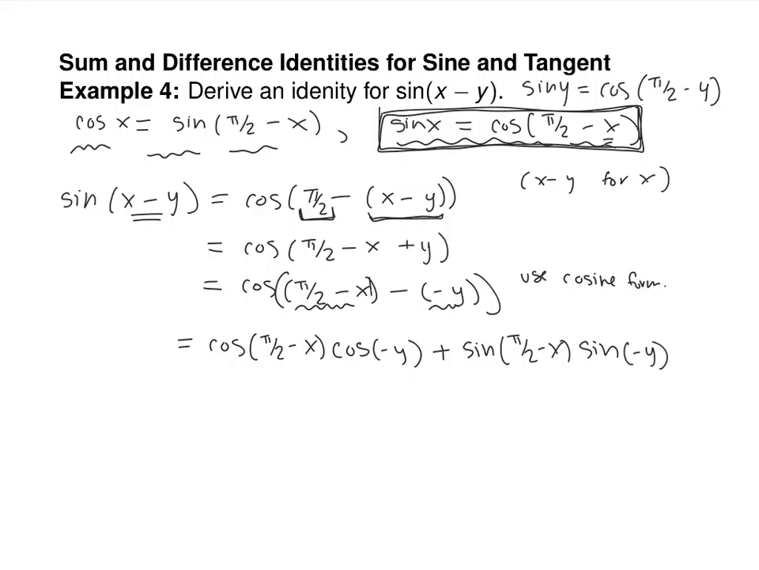That is the formula we got from the first page, the very first one we did with the Pythagorean theorem. It's just that we're plugging in pi over 2 minus x and the negative y. That's the whole cosine x, cosine y, plus sine x, sine y formula. Okay, that's all we did. Does that make sense? Now here's where it gets a teeny weeny bit tricky.